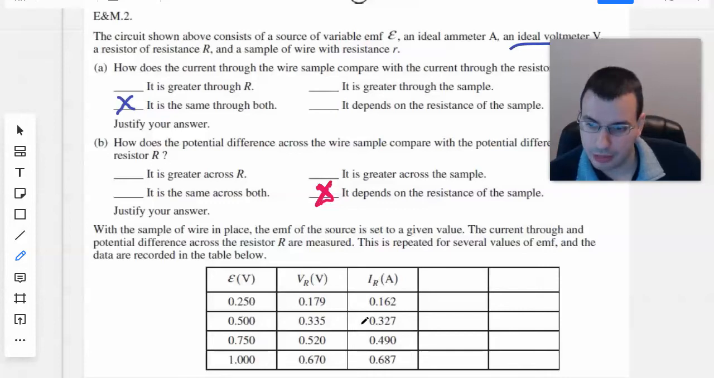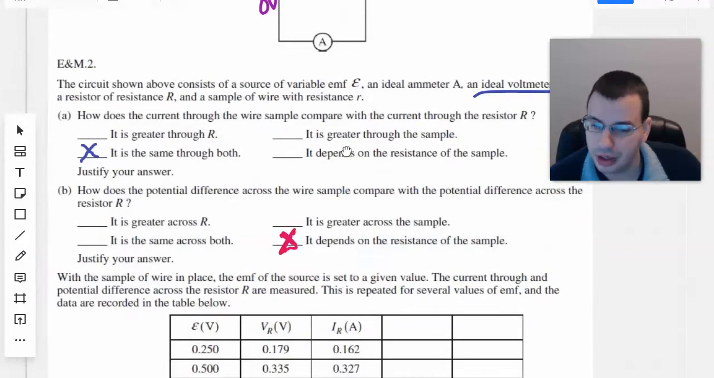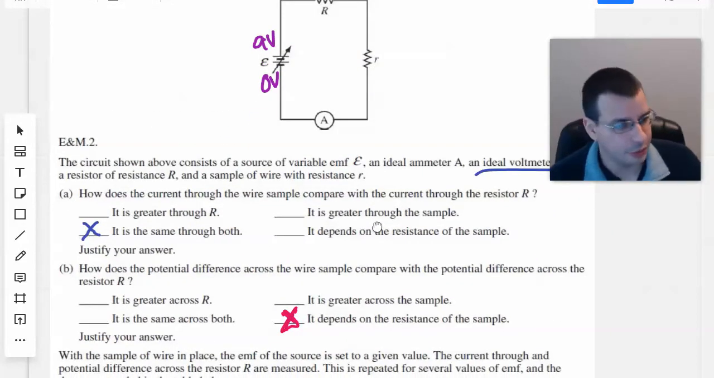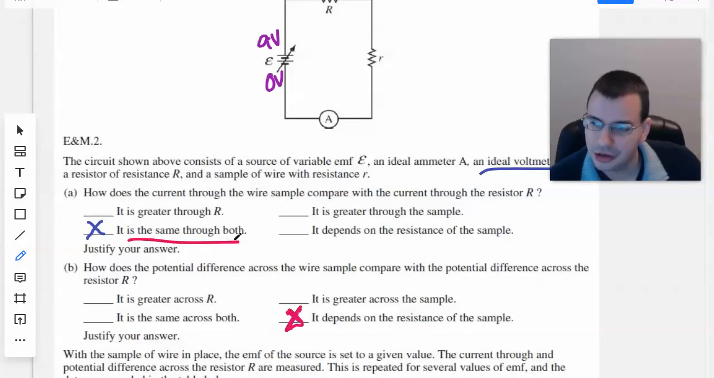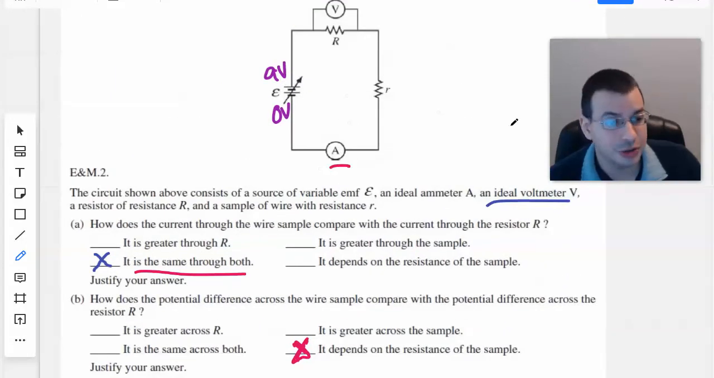With the sample of wire in place, the electromotive force of the source is set to a given value. The current through and potential difference across the resistance R is measured. So we have VR, and we have IR. Now this is interesting. If you were clever, which I'm sure all of you are, they basically give you the answer to part A in this sentence here. Because if you look here, the current through R is measured even though the ammeter is down here. So what that's telling you is that the current through R, little r, and the ammeter are all the same. And so the current is the same throughout this circuit.